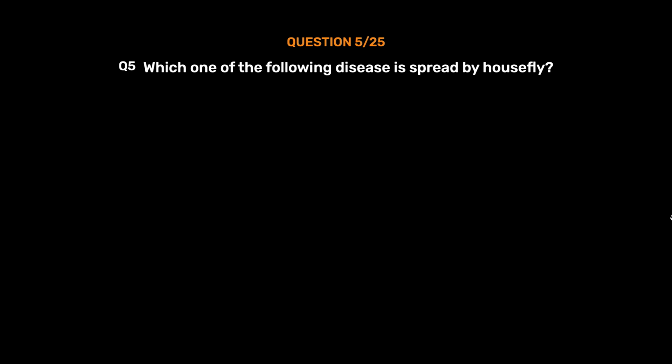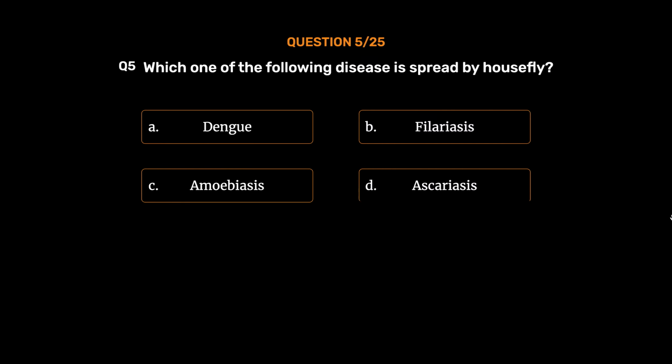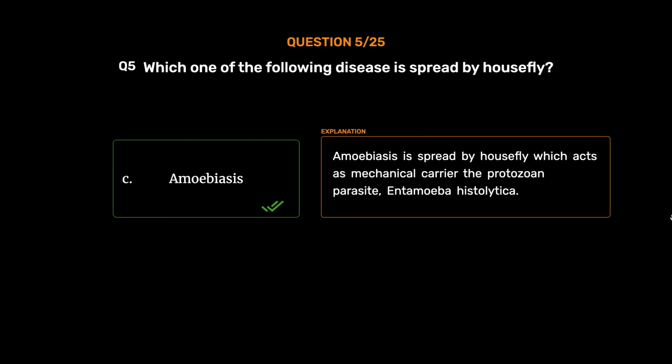Question number 5. Which one of the following disease is spread by housefly? Option A. Dengue. Option B. Filariasis. Option C. Amoebiasis. Option D. Ascariasis. The correct answer is Option C. Amoebiasis. Amoebiasis is spread by housefly which acts as mechanical carrier of the protozoan parasite, Entamoeba histolytica.